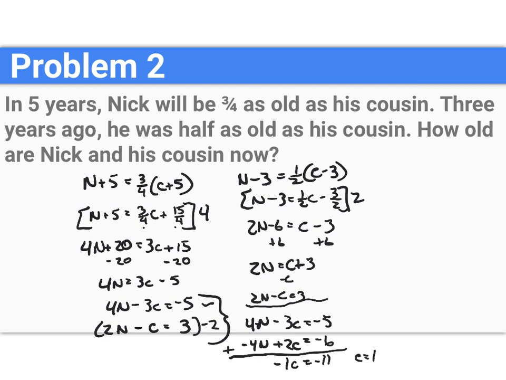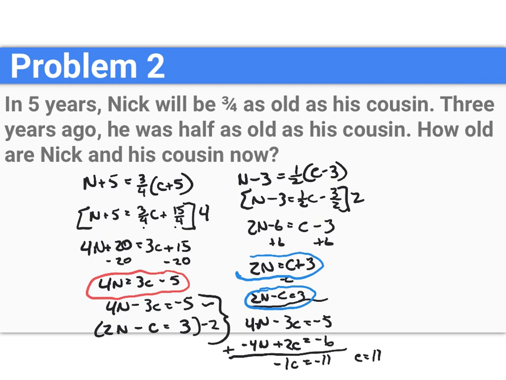So the cousin is 11, but I don't know that for sure yet because now I have to go on and put these numbers into my equations. But I'm not going to go back into the original equations because I don't feel like dealing with fractions. I am going to go into this equation here because the math was already done. Okay, so let's start with that one.